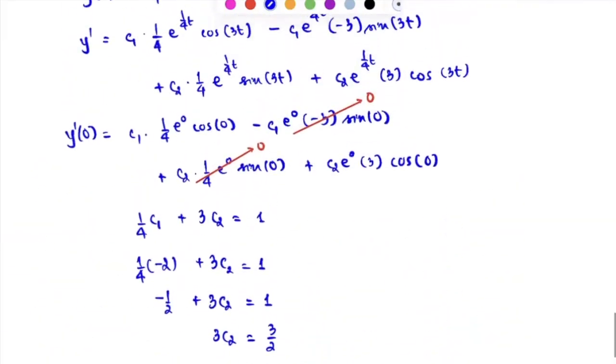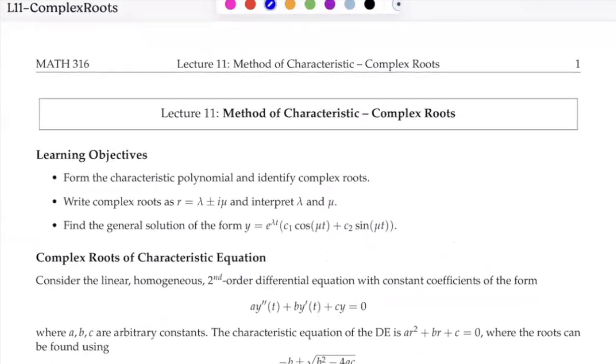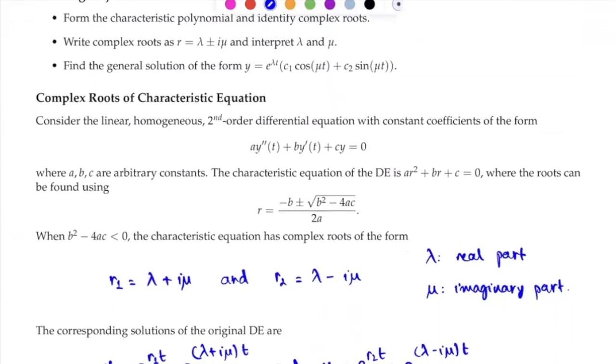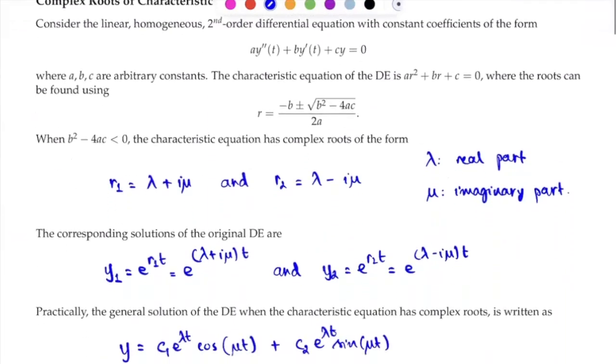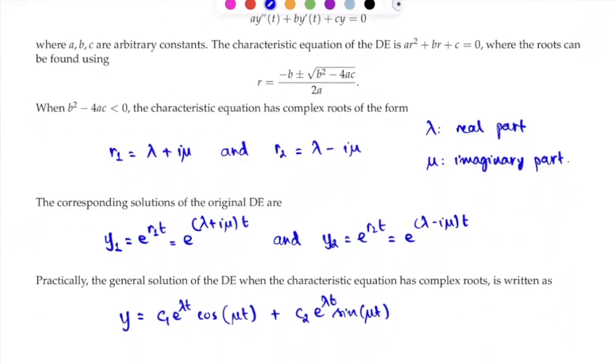So that's it for the case of complex roots. In this case, we talk about the complex roots of characteristic equations. From here, you can identify the real part and the imaginary part and write down the general solution of the differential equation, then utilize the initial conditions to find the particular solution. Also, we derive the general solution using Euler's formula. So given the complex roots, you can write the corresponding solutions to the original differential equation, and from there you utilize Euler's formula to arrive at the general solution.